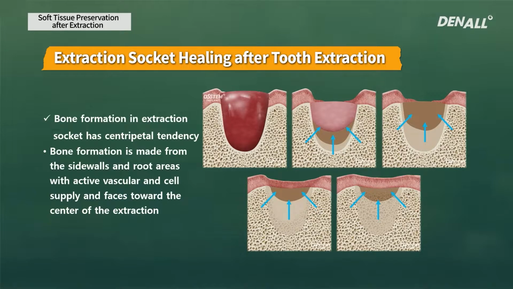Inside, bone is formed toward the center. This is the change after tooth extraction. This is a process of healing. According to the healing, soft tissue and hard tissues change. And let's have a look at the change of hard tissue.